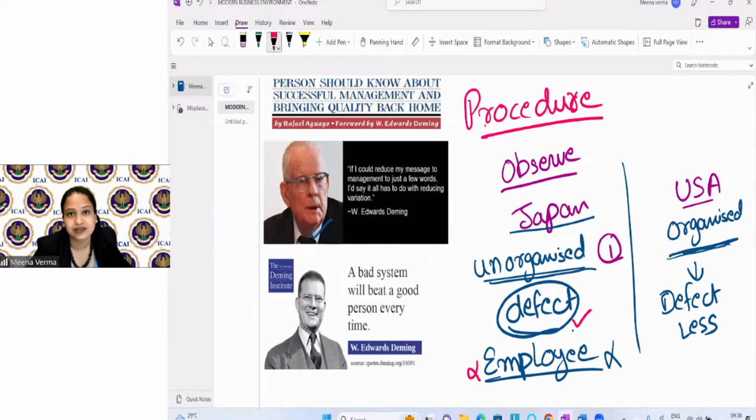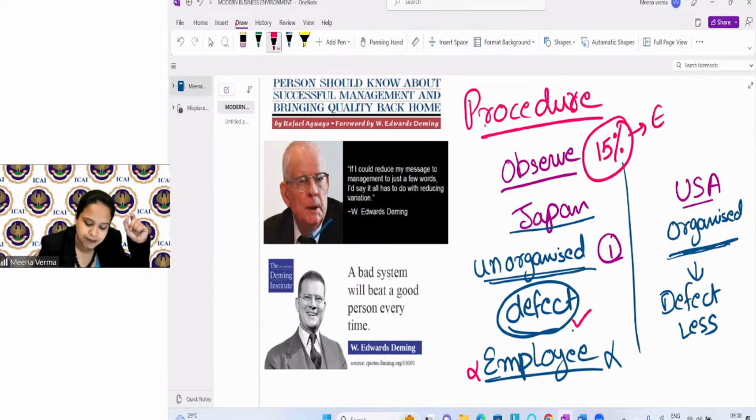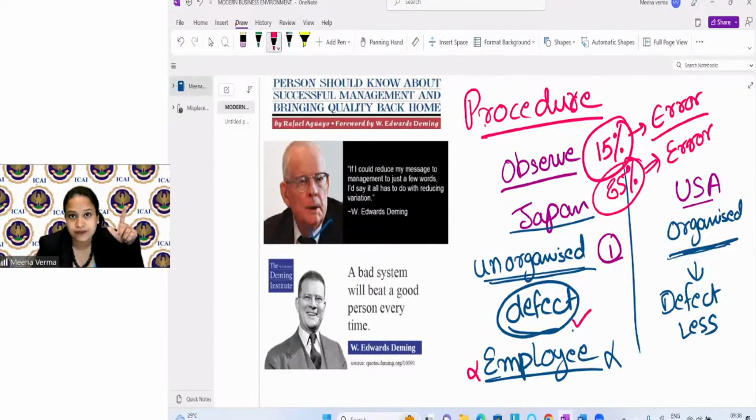So you will learn here that only 15% of problems arise because of the employee. 15% errors happen. 15% defects happen. 15% of problems in the organization arise because of the employee. The remaining 85% of errors or mistakes in the company are because of what? Your own system and process.